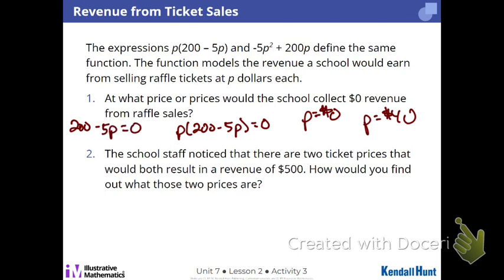Right? And solve for P. Kind of like you did in your warm-up. Everybody see where I got 0 and 40? Yeah. 0 times that junk is 0. If I put 40 in there, I get 0. 0 times this is 0.